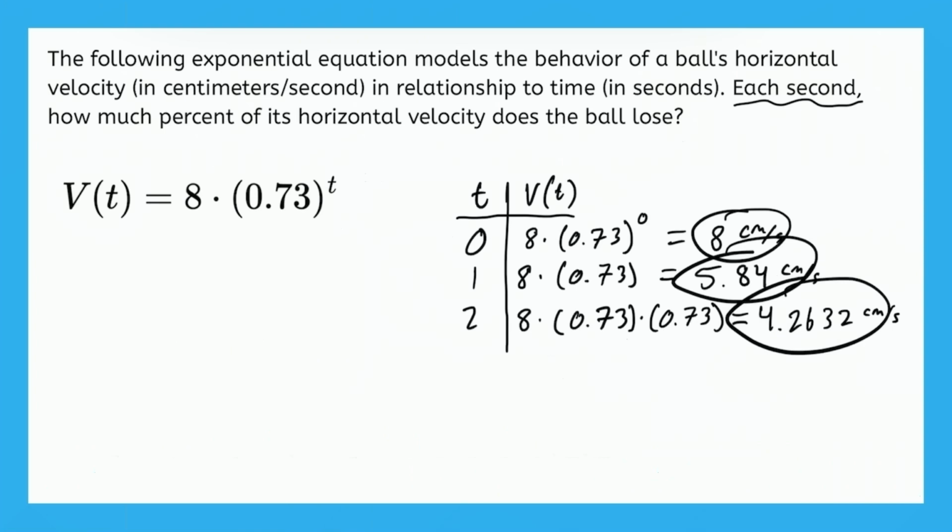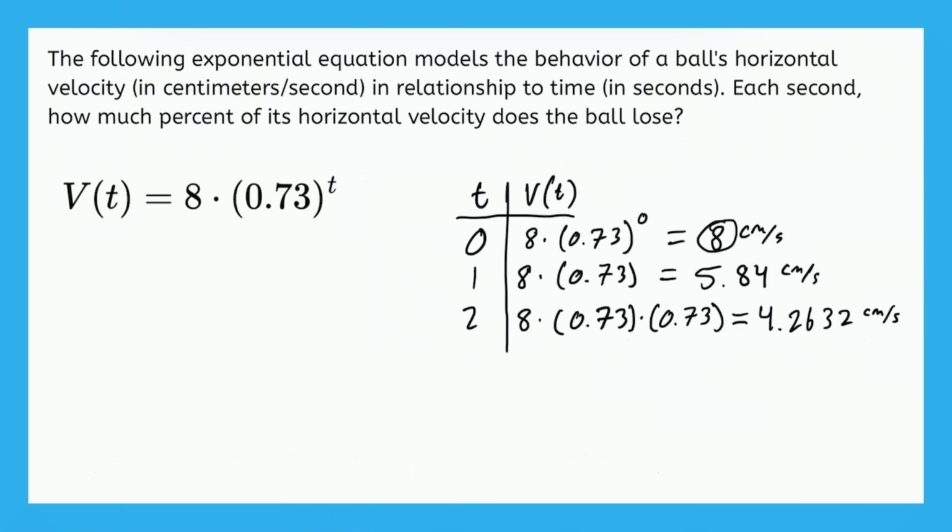Each second, how much percent of its horizontal velocity does the ball lose? Okay, this question is starting to feel quite a bit more answerable. So what did we do to go from 8 to 5.84? We just multiplied by 0.73, right?